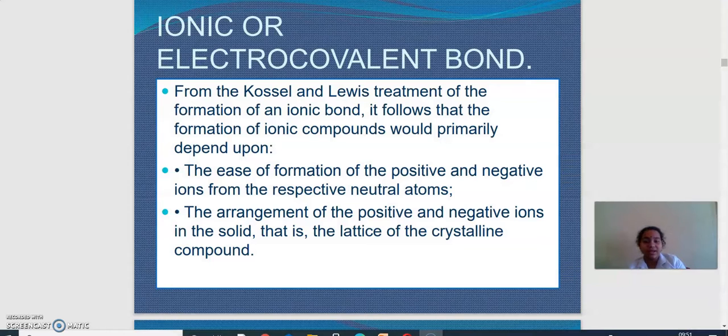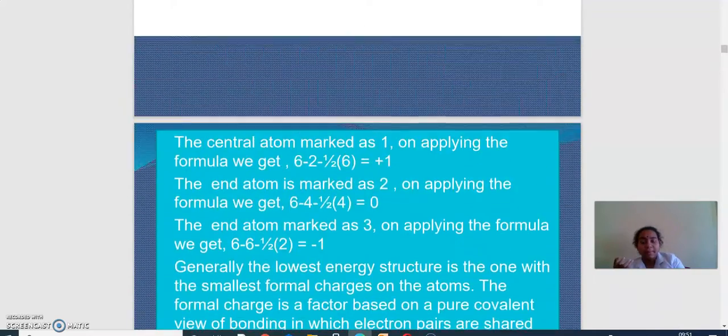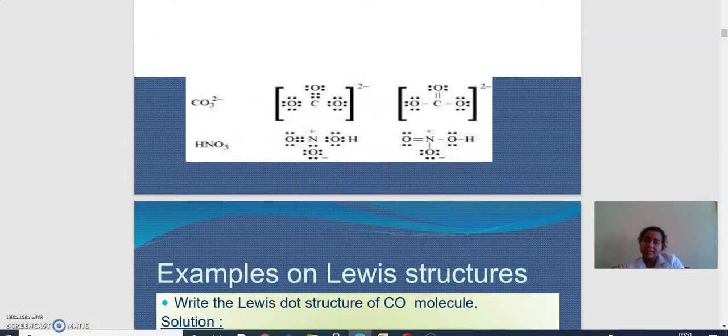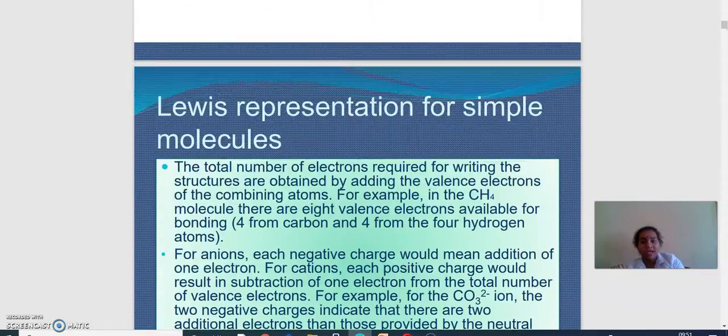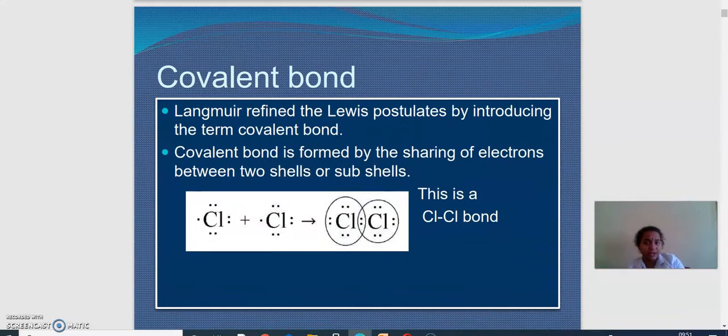From Kossel's and Lewis theory, we know that the formation of ionic bond requires a transfer of electron. So what will happen if there is transfer of electron? The formation of ionic bond occurs. It mainly depends upon the ease of the formation of positive and negative charge. Lewis and Kossel's theory discusses the formation of positive ion, which we call a cation, and the formation of negative ion, which we call an anion. So there should be ease of formation of the cation and anion.